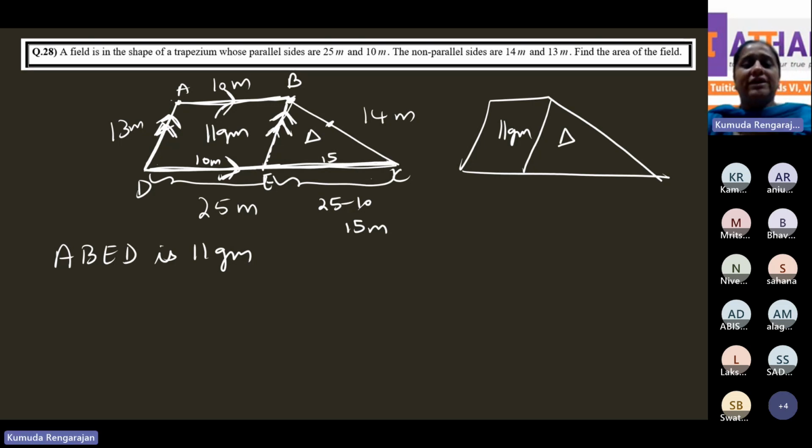Step three is to find the area of the triangle BEC using Heron's formula. Opposite sides are equal. Now I missed one more: 10, 10, this is 13, this also will be 13. Opposite sides are equal. So this is 13, this also 13.